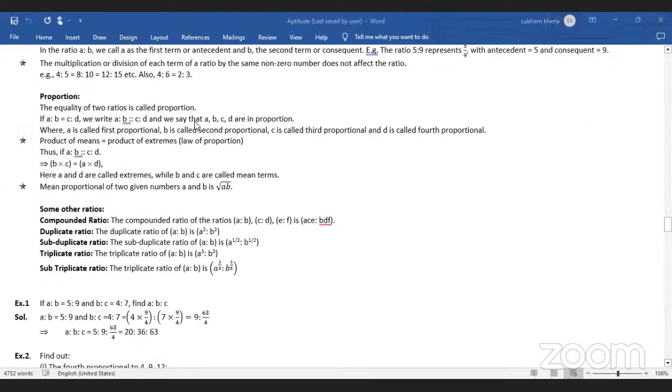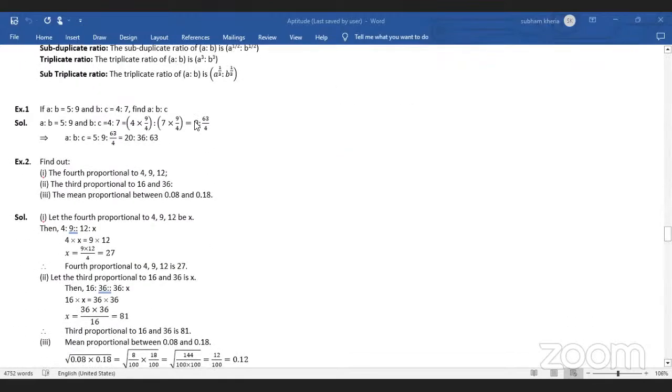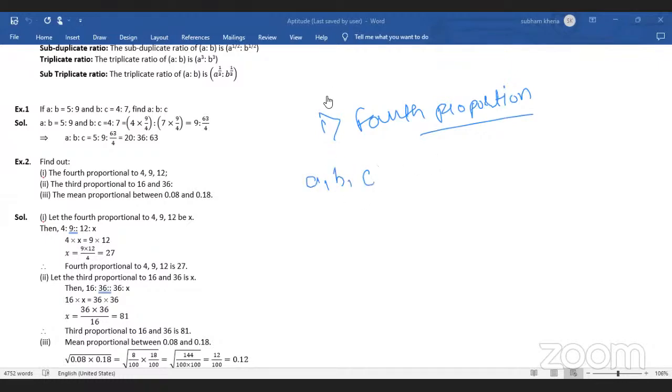Let's proceed now. Okay, now let's come to 3 more terms. Fourth proportion. What does fourth proportion mean? Whenever the word fourth proportion is given, 3 numbers will be given to you: A, B, C. Now, what do you need to find? You have to find the fourth proportion.